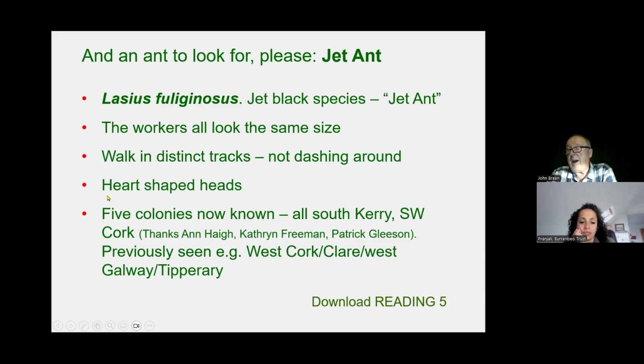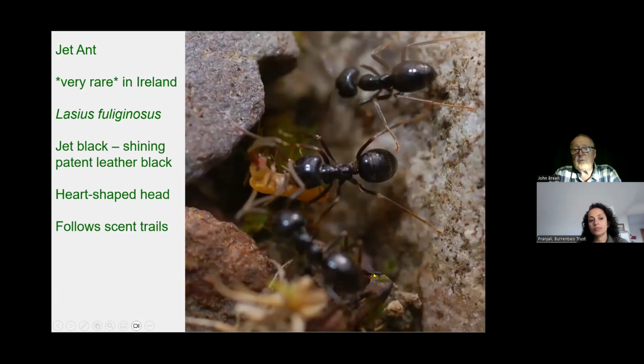I know I've been making this appeal as I give talks on ants, and different people have found them for me. So I haven't found any of these 5 colonies, but I now know where they are. And I would previously have known about, I think, 6 or 7 colonies since the early 1970s. So there's a reading if you want to read a bit more about them. And so they're jet black, shining, and they have heart-shaped heads.